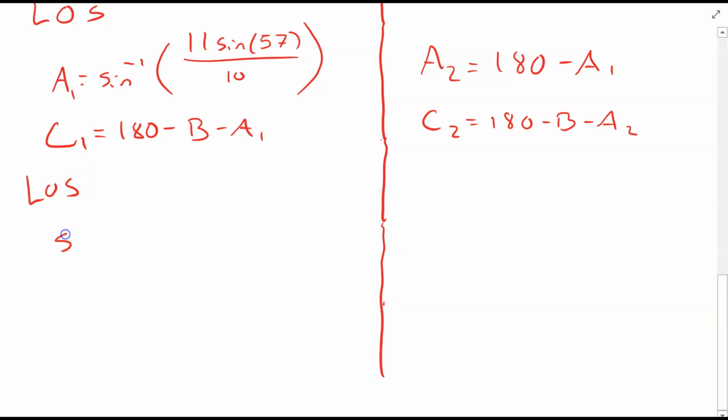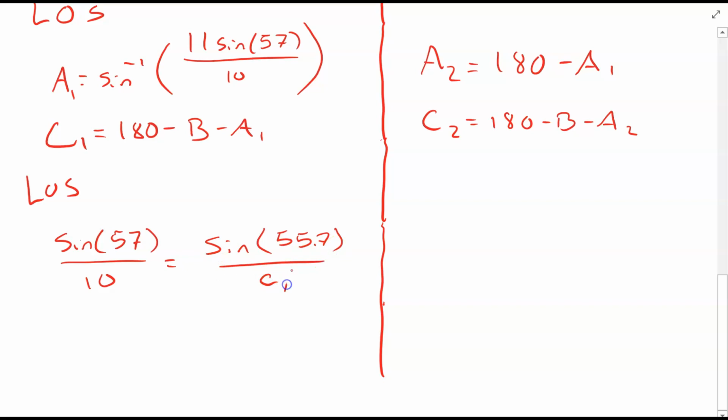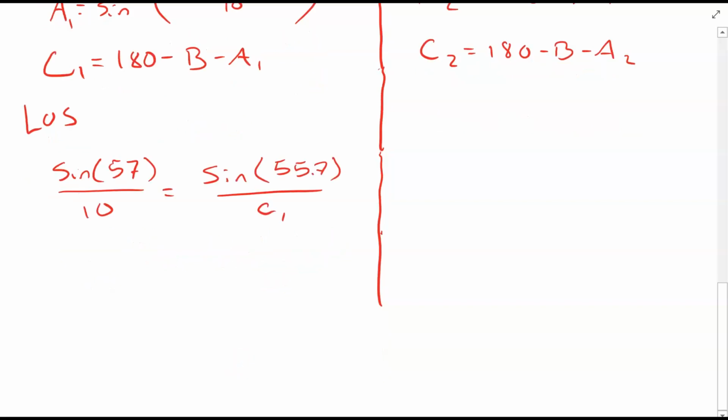So I'm going to say sine B over B, was the short one, equals sine of C, which in this case was 55.7, over C1. When I cross multiply and divide, I get 10 times sine 55.7 over sine 57.